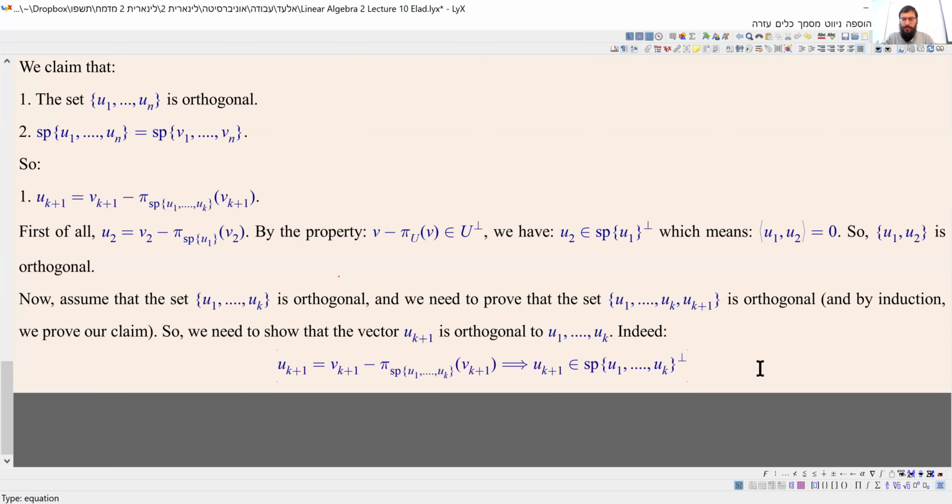Oh, here it is. Here's Birdie. Of U1 to UK, and by the definition of orthogonal space, UK plus 1 is orthogonal to every vector in the span, specifically for UK to U1 to UK.